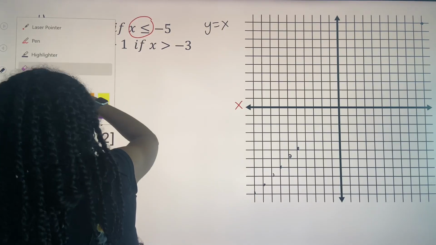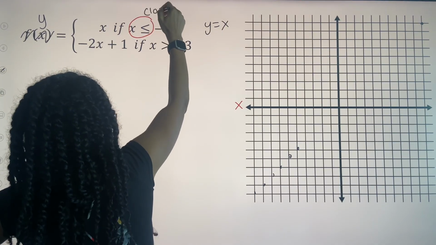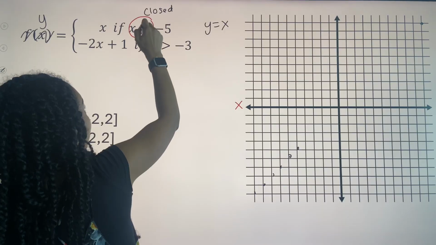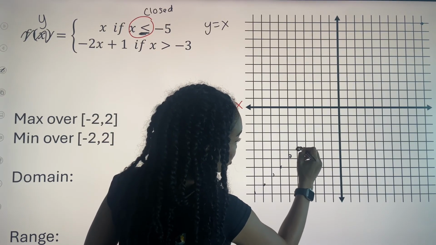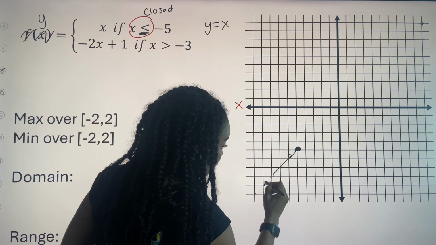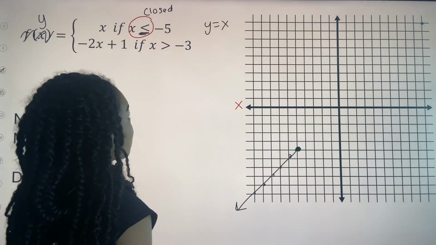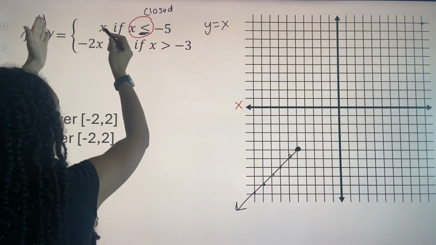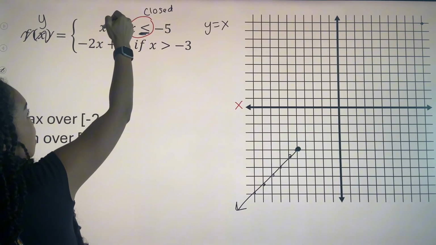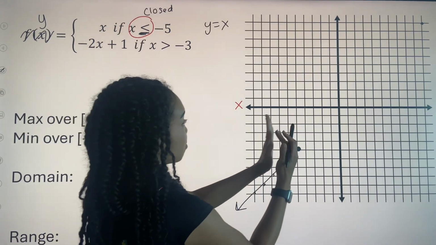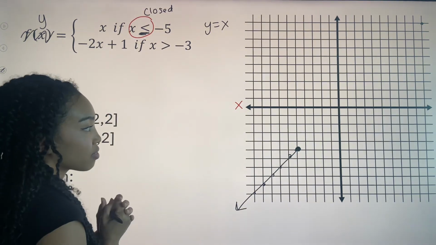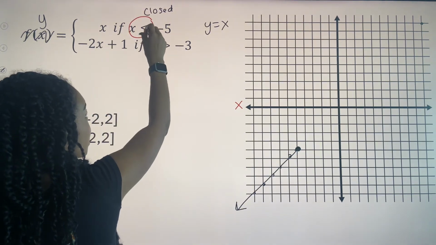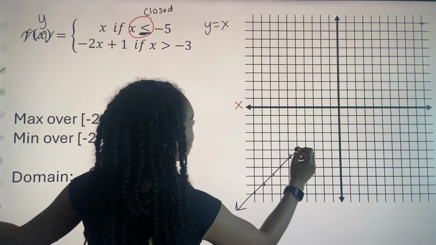So I'm going to do a closed circle because there's an equal sign at negative 5. So this is the x value negative 5. It's going to be a closed circle, and that is your line. So what I have here is the line y equals x, and I only have it for the x values that are less than or equal to negative 5. This has an equal sign, so I have a closed circle at negative 5.